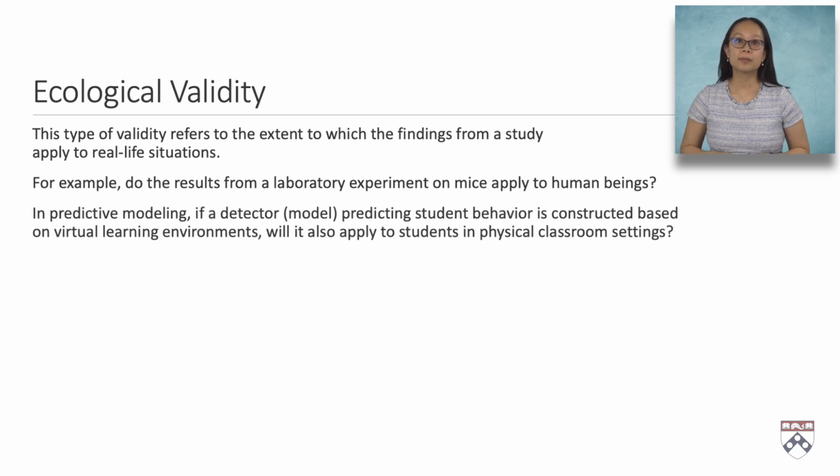In predictive modeling, another example of ecological validity is referring to the sense in which a detector or a model predicting student behavior, and whether it's constructed based on a virtual learning environment, would also translate to students in a physical classroom setting. And this particular example is timely as during the pandemic there was a period in which virtual learning was the norm. An important question is whether some of the gains in student learning during that time would easily translate or be correlated with the gains compared to the traditional physical classroom setting.